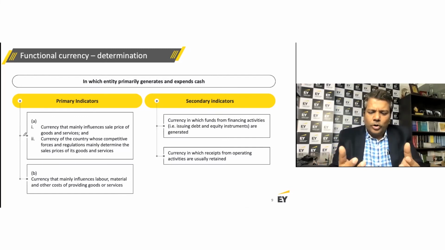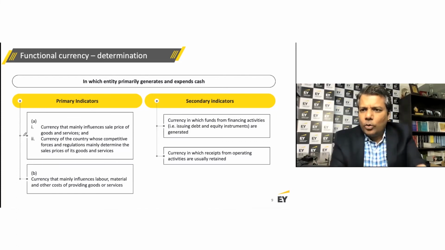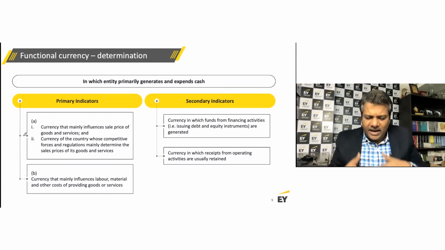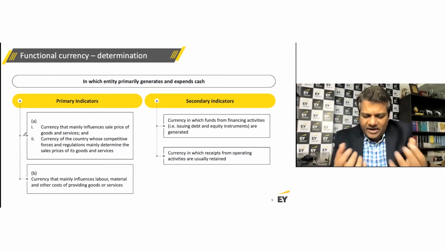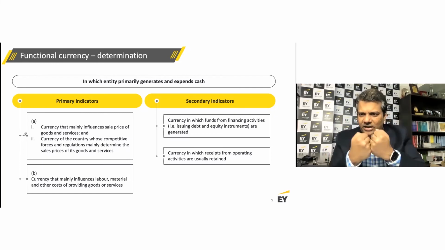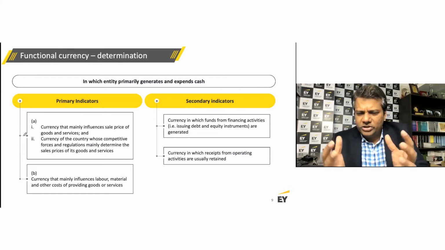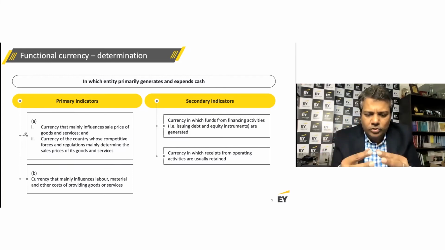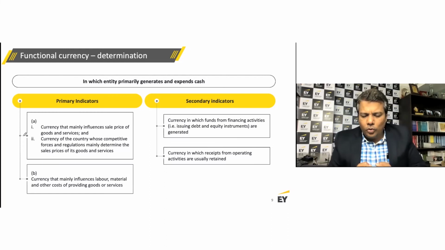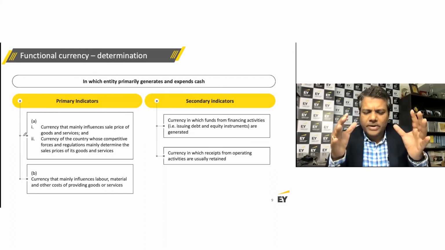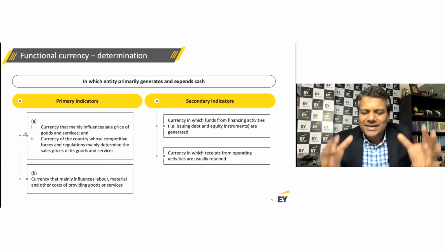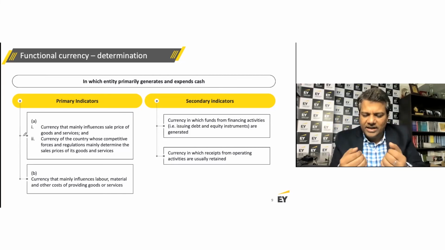So what does that mean? Cash inflow and cash outflow. When you are generating cash, that means there's an inflow of cash, and when you're spending, there's an outflow of cash. What are the currencies in which you are primarily generating cash inflow and cash outflow, which is what is called cash flows? When you say cash flows, it means both cash inflow and cash outflow. So the primary economic environment is the currency in which the entity is generating cash inflow and cash outflow.